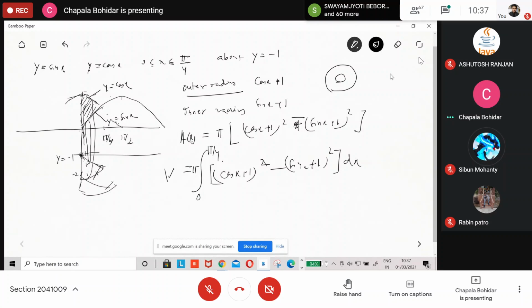Okay, ma'am. Clear. Now you can do it after this integration part. Can you do it or not? Square it, then you can solve it. After this, you do it. Do it.